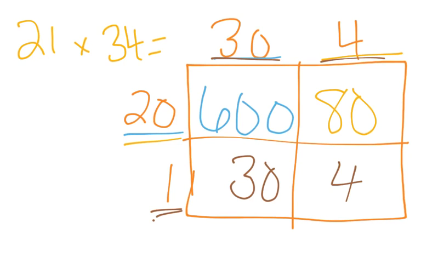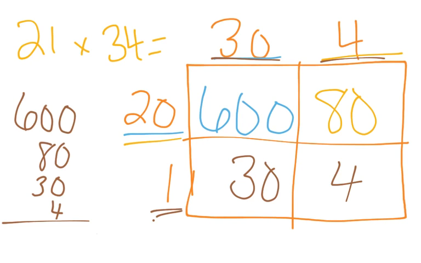And we're going to add those up. Okay, so I have 600 plus 80 plus 30 plus 4. So my 4 plus 3 zeros is going to stay 4. 8 plus 3 is going to be 11, carry my 1. And 6 plus 1 is going to be 7. 714 for that answer.